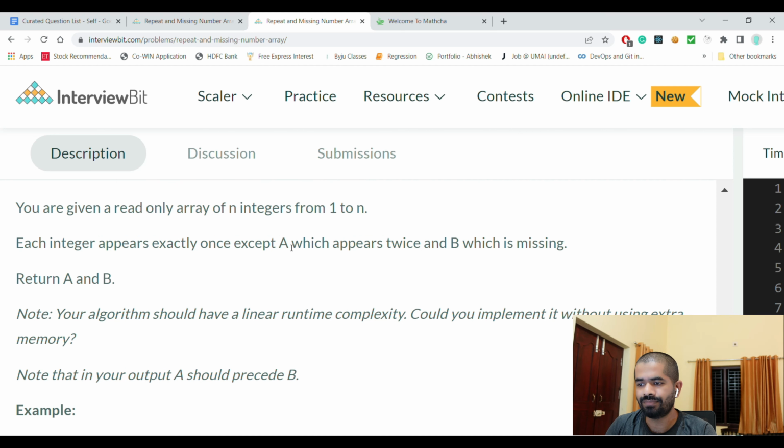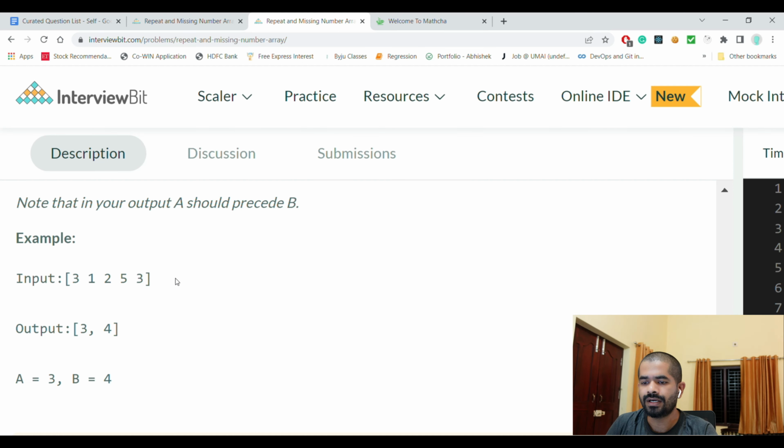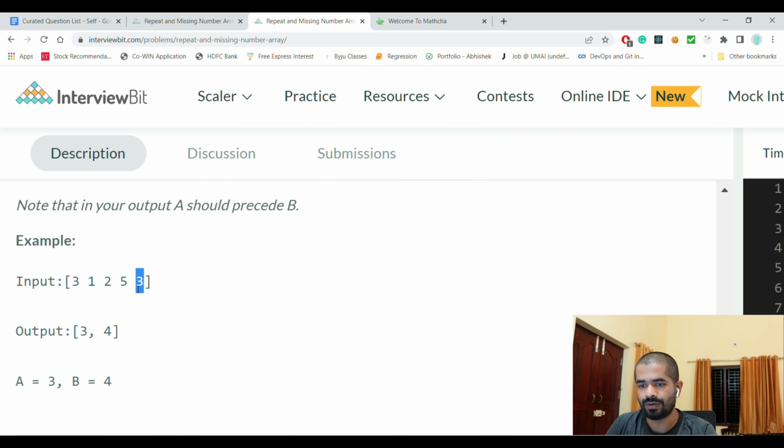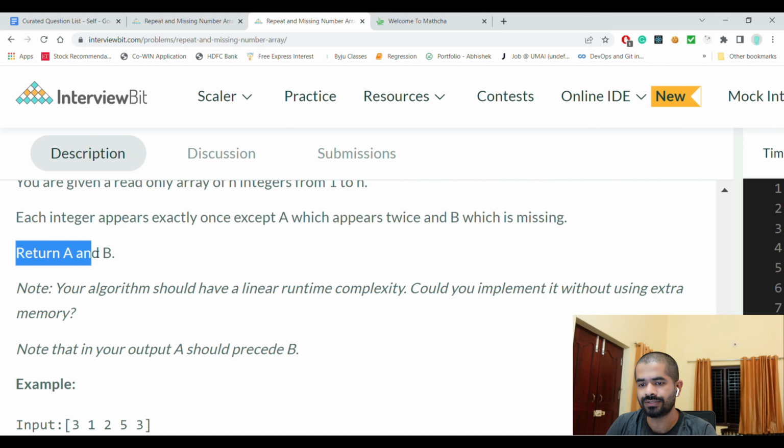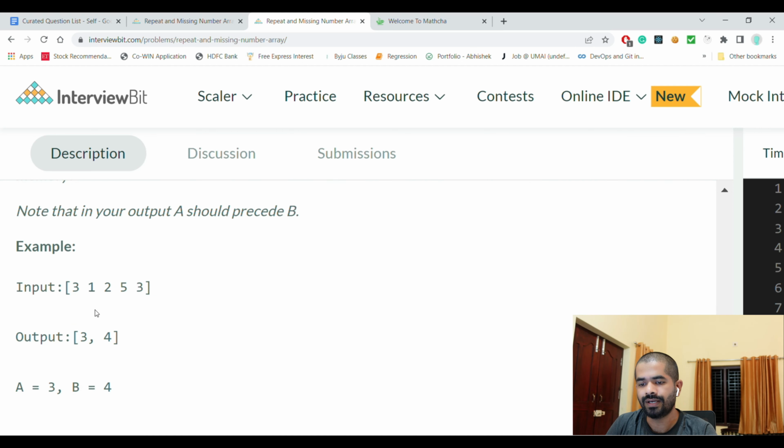A appears twice, and B is missing. So 3 is A and the B value which is missing is 4. These are the two things that need to be returned. You're supposed to return A comma B, so the output is 3 comma 4.